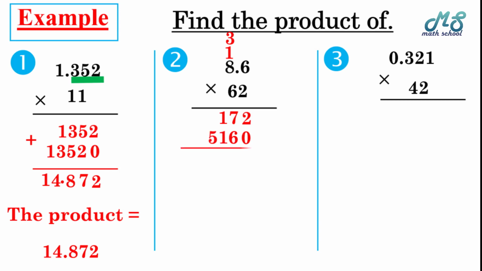Next, guys, just add the 2 partial products. 2 plus 0 equals 2. 7 plus 6 equals 13. Write 3 and carry 1 over.